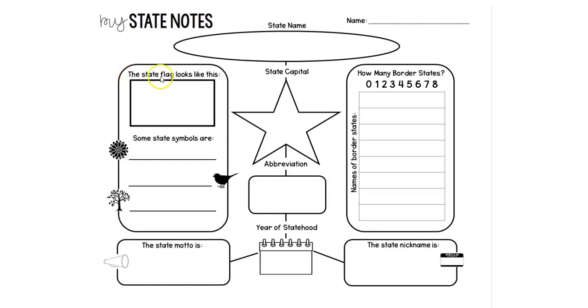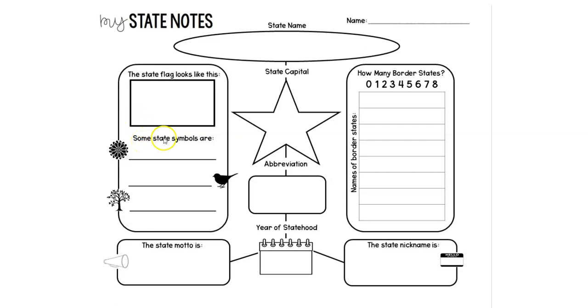And it says the state flag looks like this. And you're just going to take your pencil, or you're going to take your tools in Seesaw and you're going to sketch out a picture of the map. It doesn't have to be perfect, just a picture.